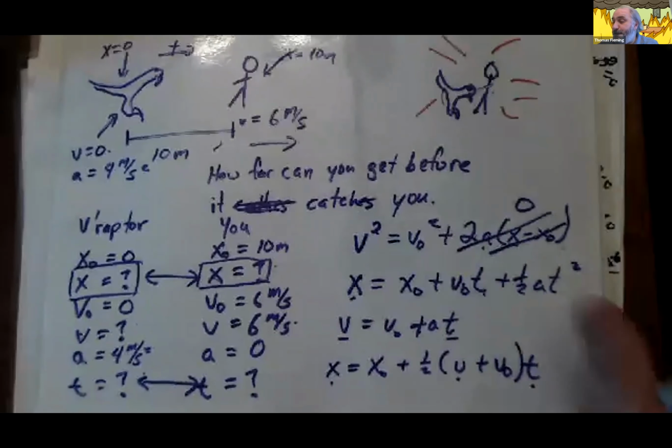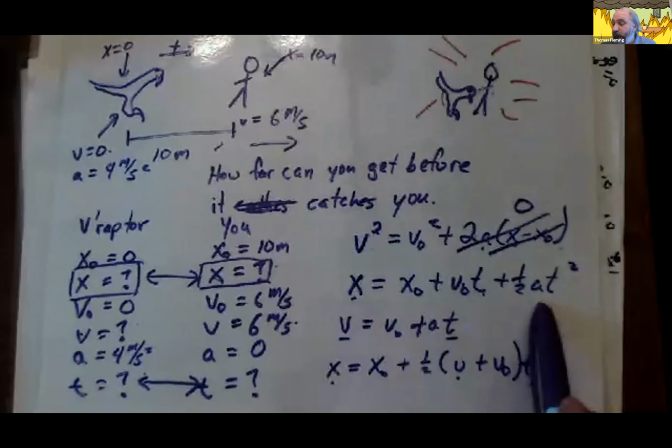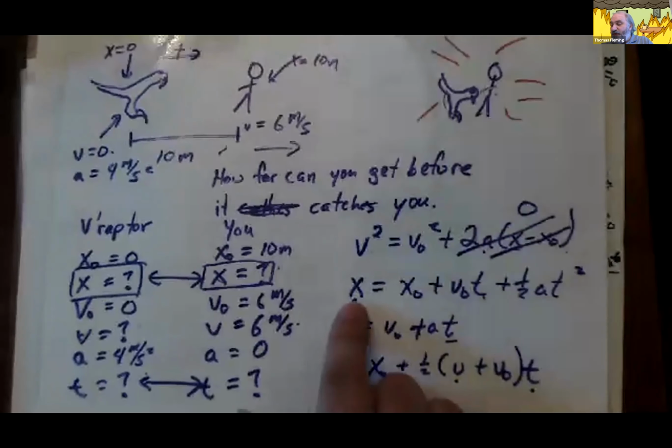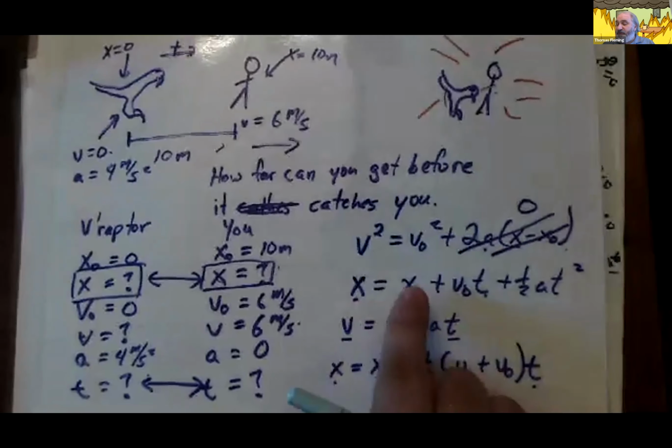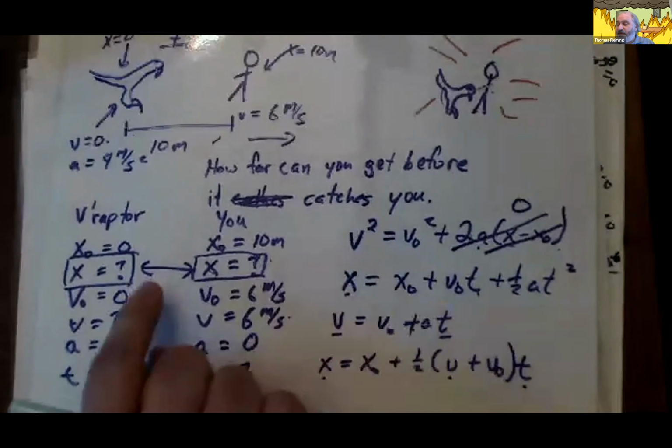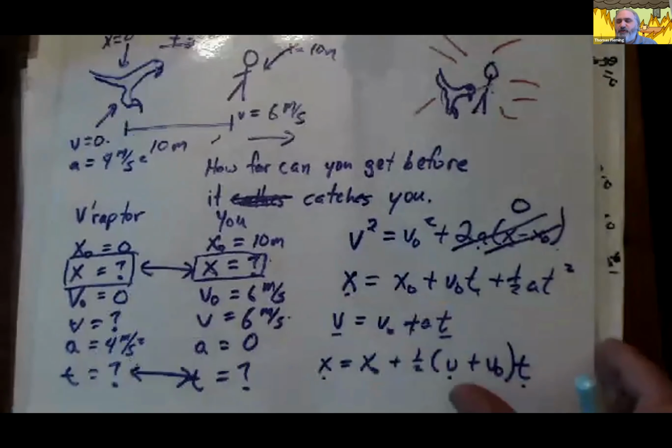So let's try that. I'm going to take this equation and replace x final with whatever x final is. I'll leave that as a variable. X initial, I'll swap out with whatever x initial is, and so on and so forth. Let's try it out.